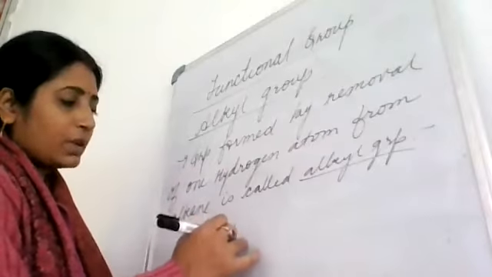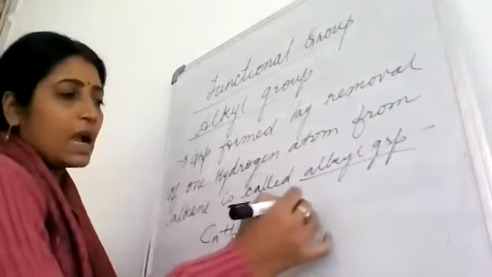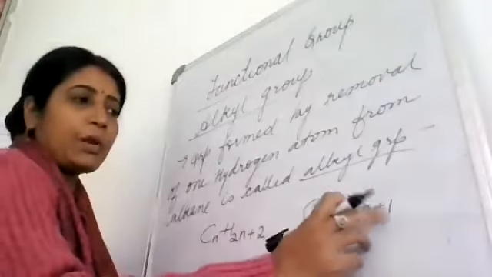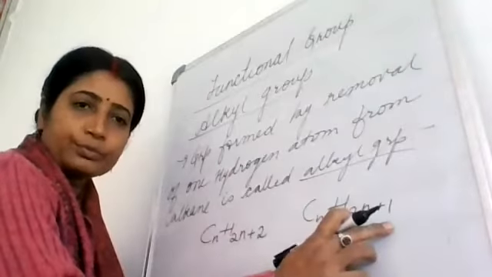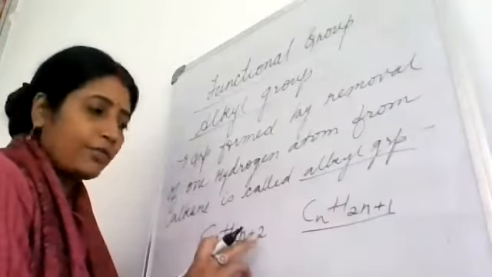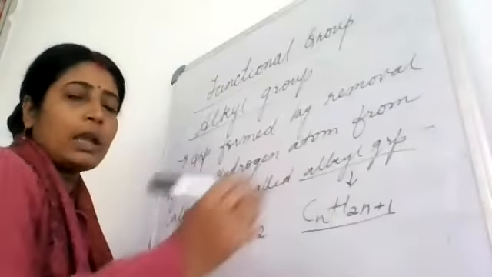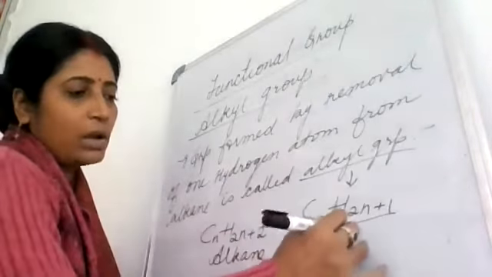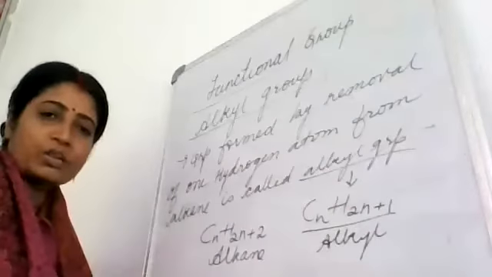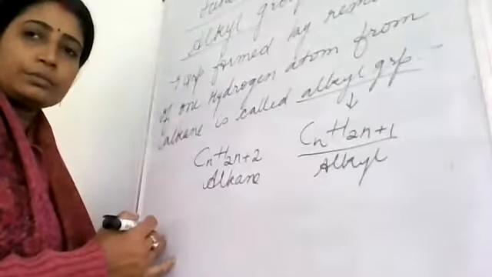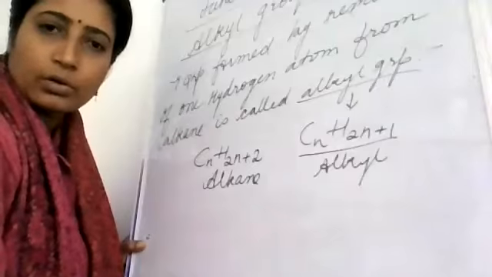Alkane is CnH2n+2 and alkyl is CnH2n+1. So here it was plus 2, here it became plus 1. One hydrogen atom has been removed. So the group which is formed by the removal of one hydrogen atom from alkane is called alkyl group. This is called alkane. This is called alkyl. So if the first member of the homologous series of alkane is methane, what is the formula of methane? Anyone? CH4. Okay, very good.